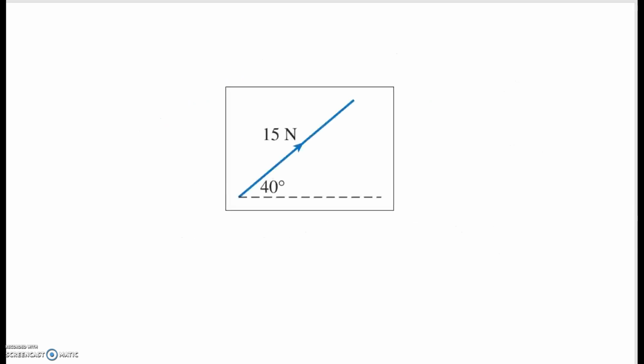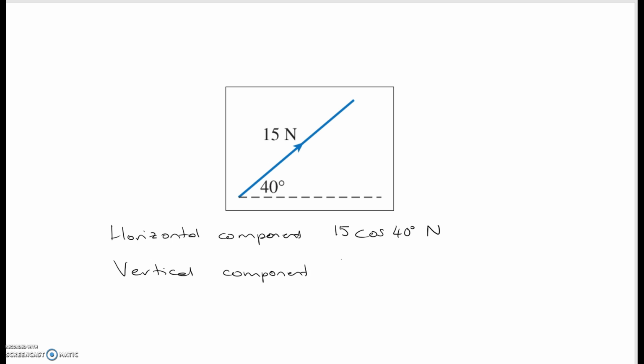For another example here, to resolve this into two perpendicular components, we'd say that the horizontal component is going to be 15 cos 40 newtons, and the vertical component would be 15 times sine 40 degrees in newtons. And that gives you an idea. We've got two forces operating at right angles, and the combined answer is 15 newtons at 40 degrees.